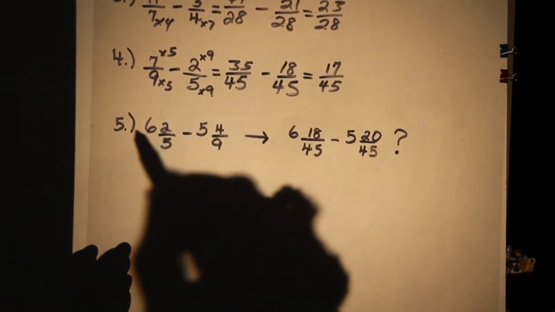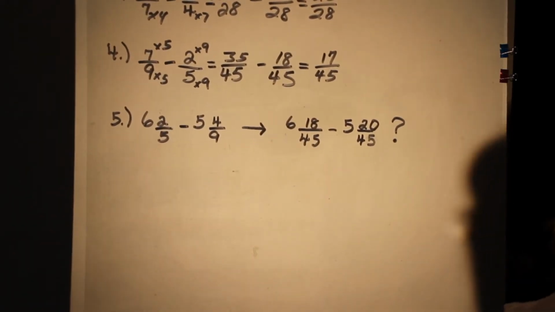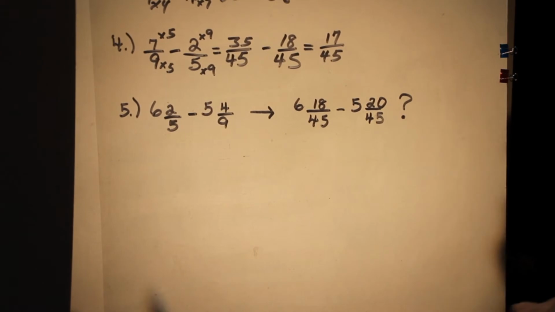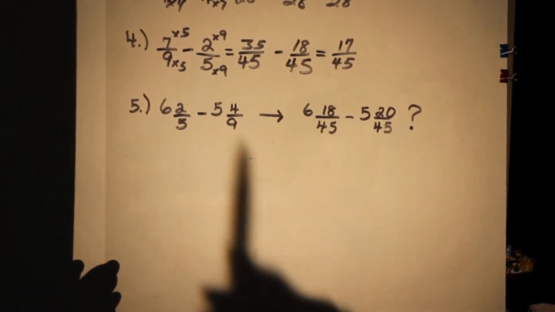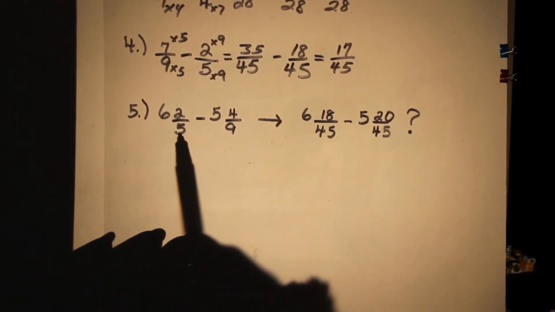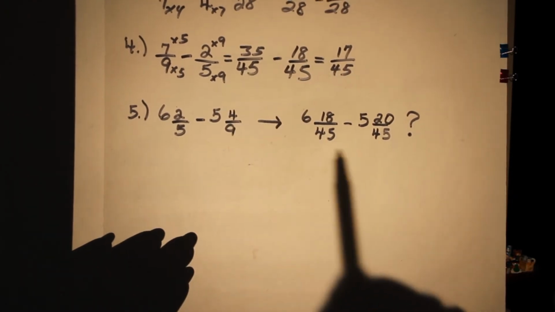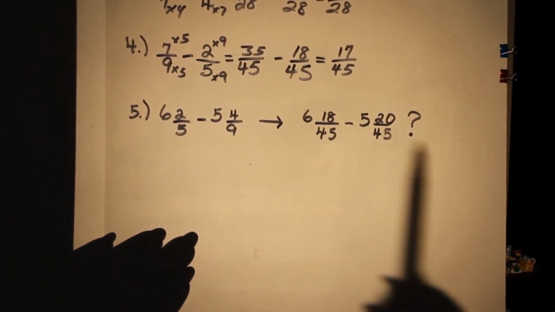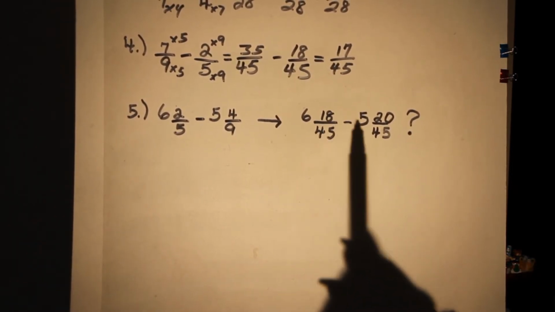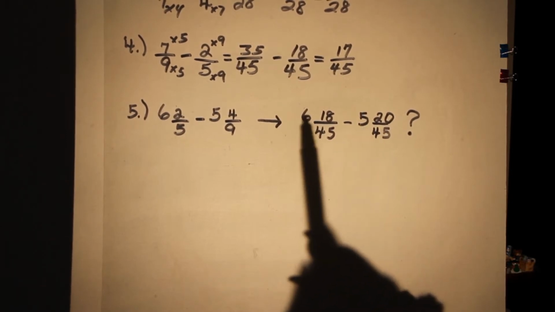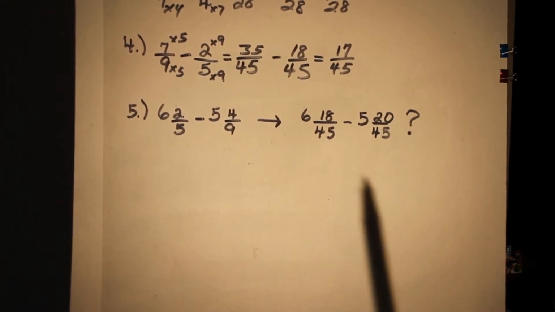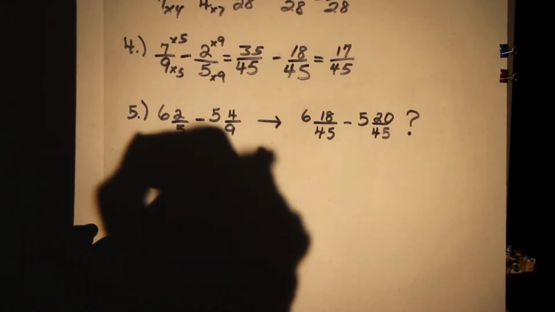Final one, I'm going to make sure I'm on the screen again. No, I'm over too far. My hand's in the way. 6 2/5 minus 5 4/9. So I'm going to switch them. 5 and 9, we know up here we use 45, so 45 works here, that's great. The only problem is, once I've converted them again, I have 18, 6 take away 5 I can do, 18 take away 20 I can't really do. So it has to be totally redone.